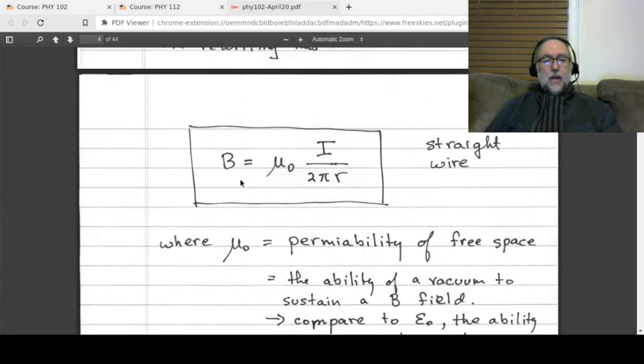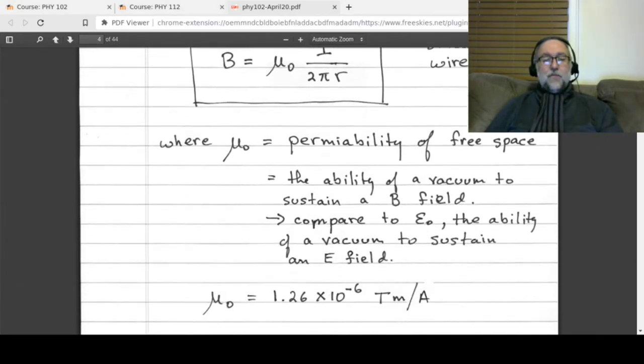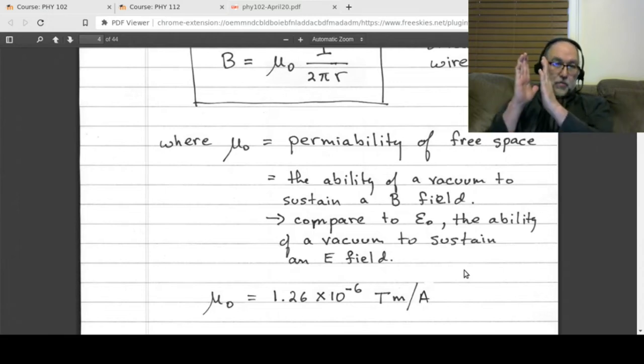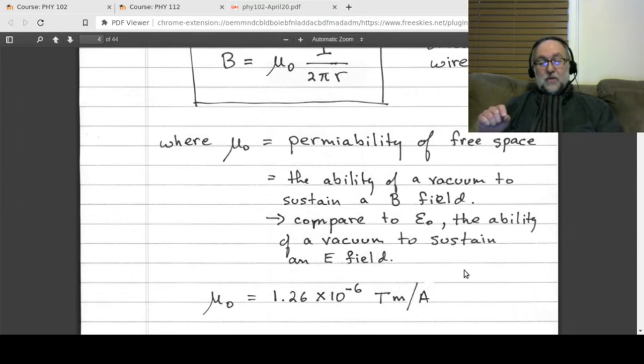Makes sense, okay? What is this permeability of free space? It's kind of the equivalent of epsilon naught. If you remember when we were looking at capacitors, I said you could build a capacitor by using two parallel metal plates. And you got an equation there, and in that equation you had this epsilon naught, and that was called the permittivity of free space.